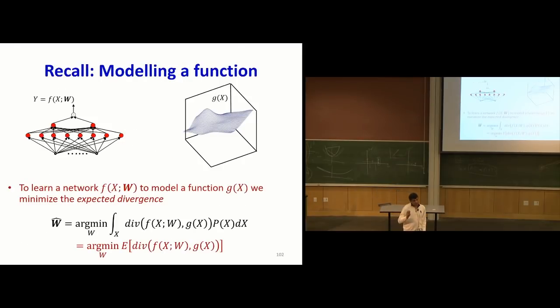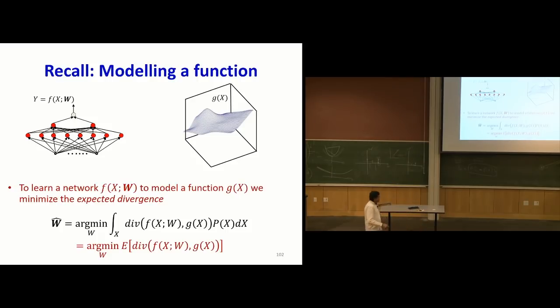Now, first, let's try to understand the notion of the variance. And for that, let's go back to this figure that we've seen several times. When I have a neural network and I'm trying to use it to model a particular function, what am I actually trying to do? I'm trying to find the parameters of the network such that the expected divergence between the actual output of the network and the function that I want to estimate is minimized, right?